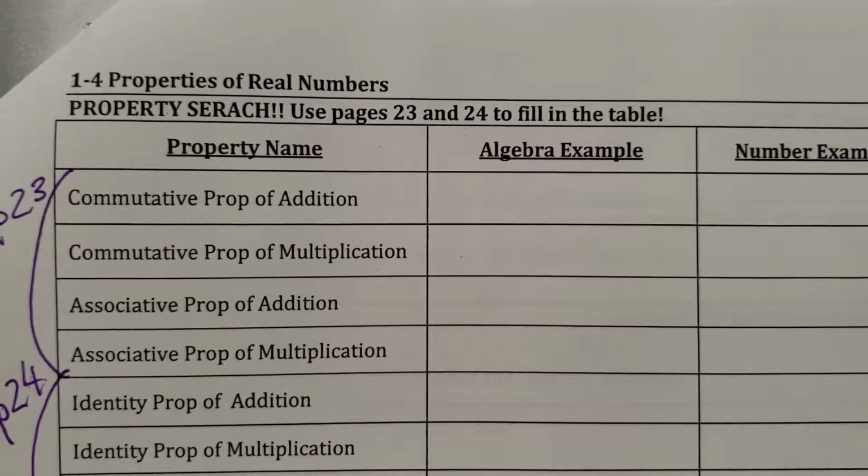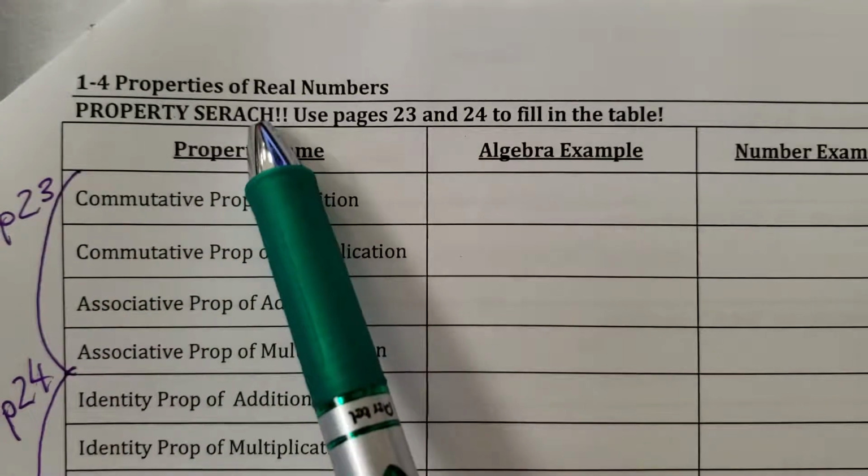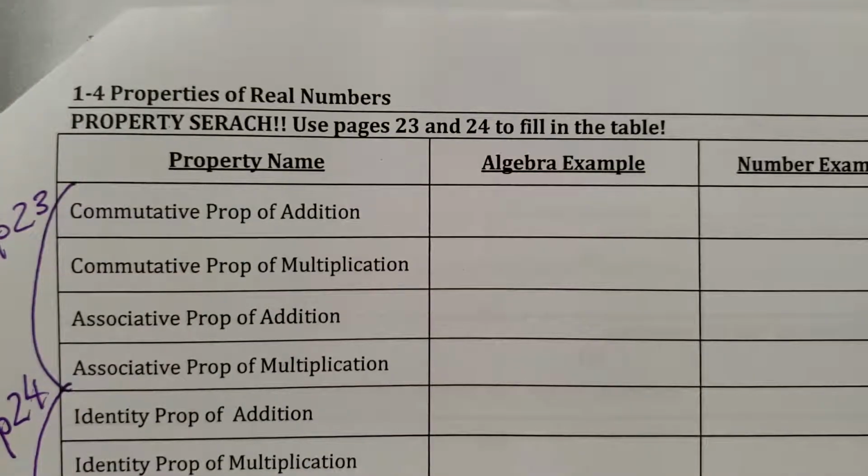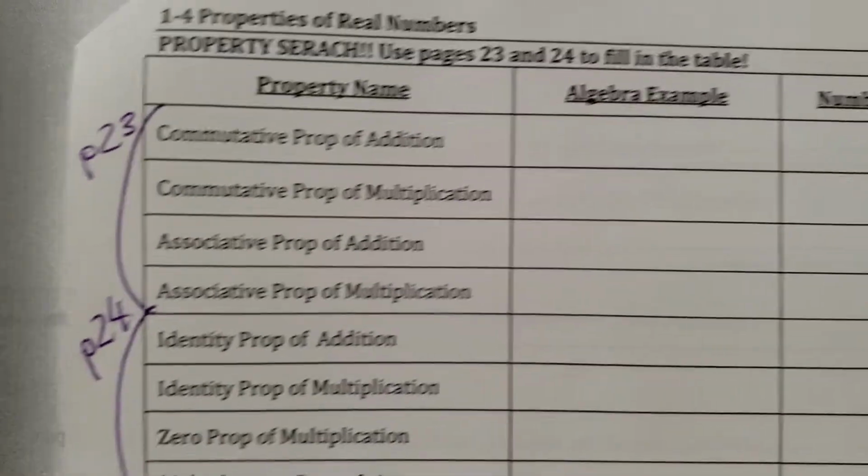Now there's really not a whole lot of crazy things going on here. We're just talking about some properties of real numbers. What are real numbers? They're basically any number you can say, think, or write. So here are some properties.